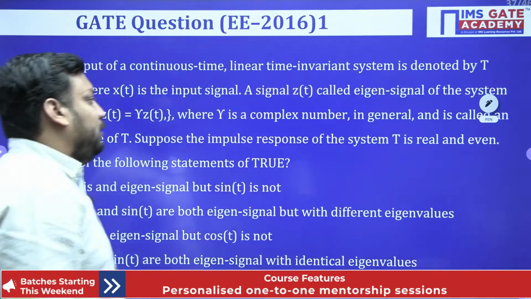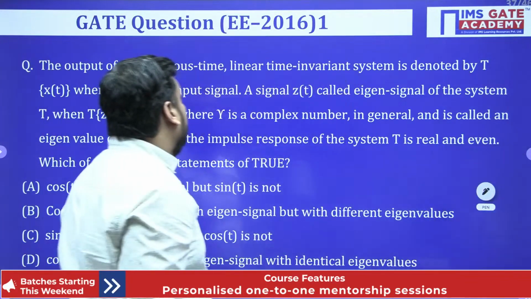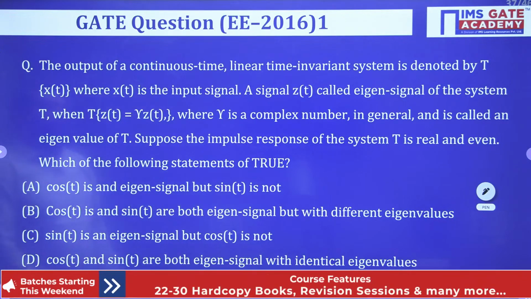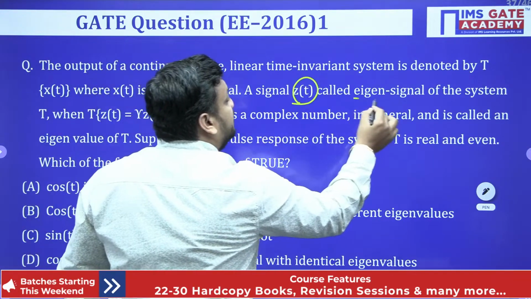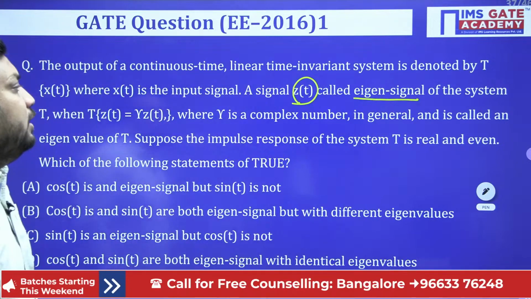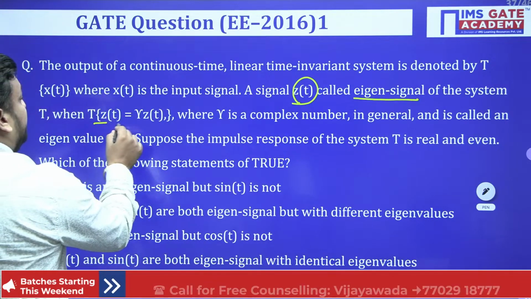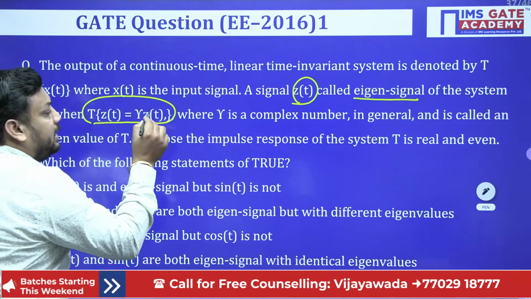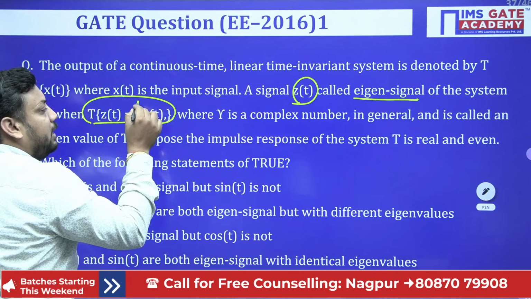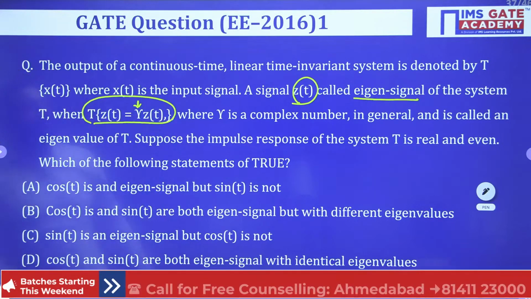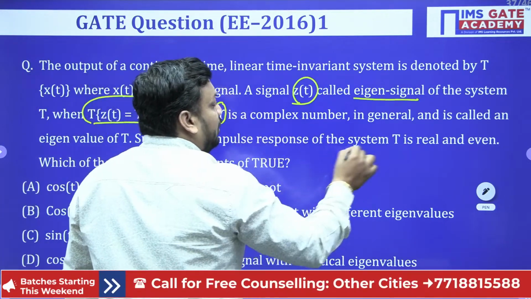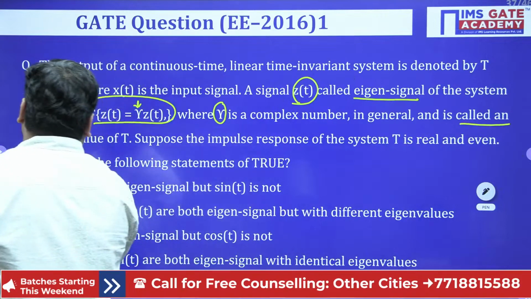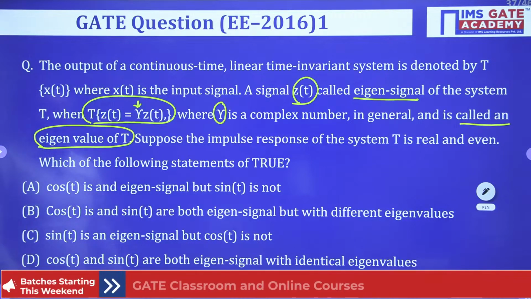It is a very good question based on the eigenvalue and eigen signal concept. The question says that the output of a continuous time LTI system is denoted by T, system, a signal z(t). This is an important line. A signal z(t) is called an eigen signal. It means you are applying z(t) as an input signal to the system T, where T{z(t)} equals gamma z(t). Now if z(t) is an input signal, then gamma is a multiple of the input signal. So gamma for sure is working as an eigenvalue. Here it is also mentioned that gamma is a complex number, and in general it is called an eigenvalue of the system T. So the system is represented as a capital T.